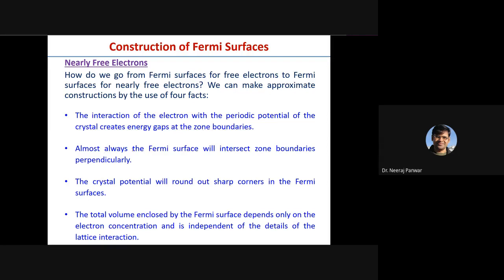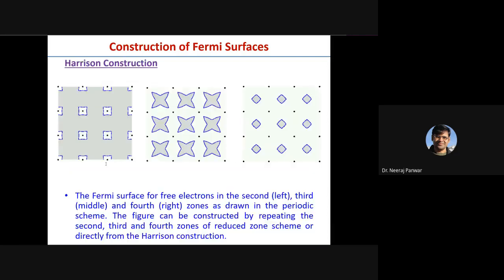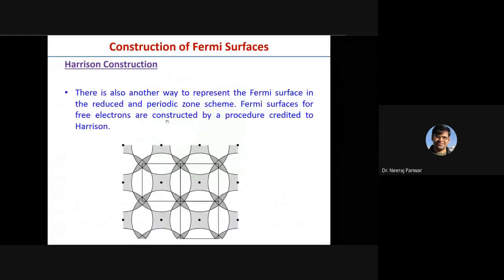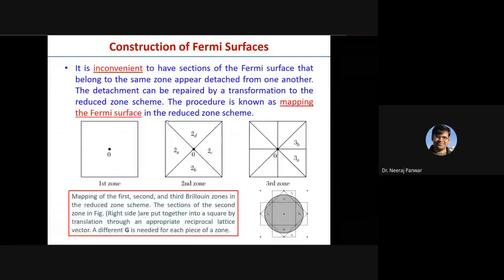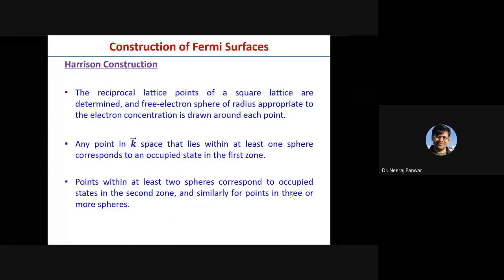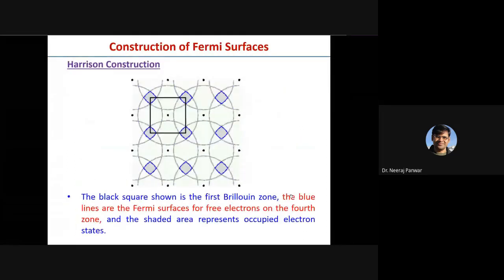Almost always the Fermi surface will intersect the zone boundary perpendicularly. So that we can explain. So for example, not in this picture, let me find. For example, if this Fermi surface is extending, then it will meet this zone boundary perpendicularly. It will not go like this. It will not go in the oblique direction, but it will intersect the zone boundary perpendicularly.